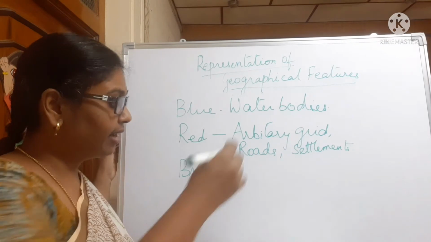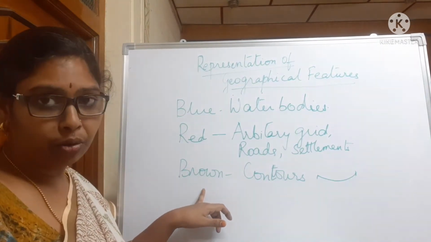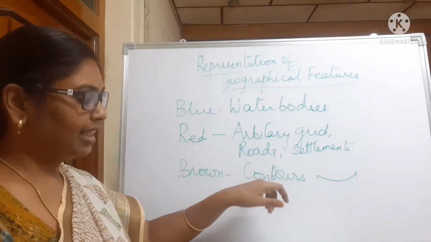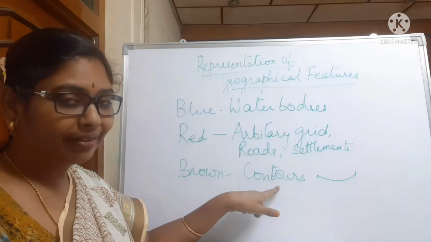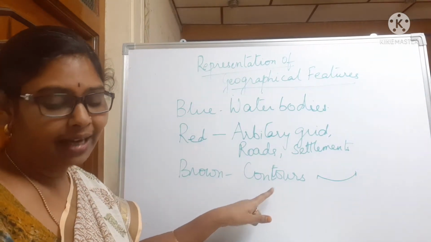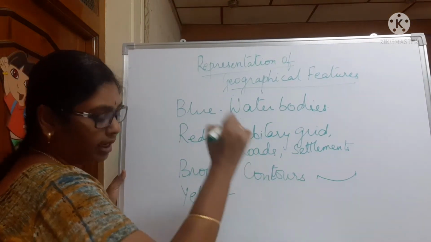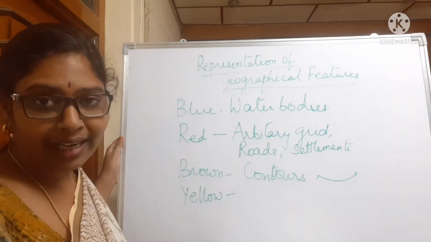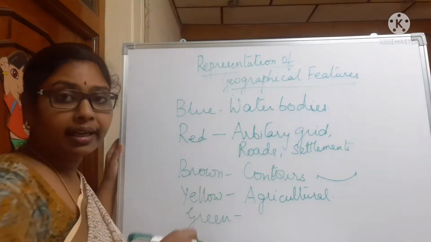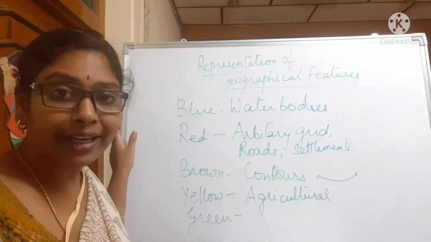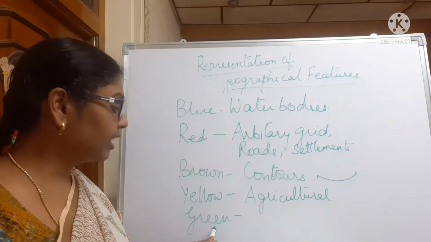Brown color is given for contours. So contours are given in brown color. Form lines, very similar to contour lines, smaller than contours, are also given in brown color, right? The next color is yellow. Yellow is given for agricultural lands. Next is green color. Green color is used to represent forests, trees, woods, everything we represent with green color.